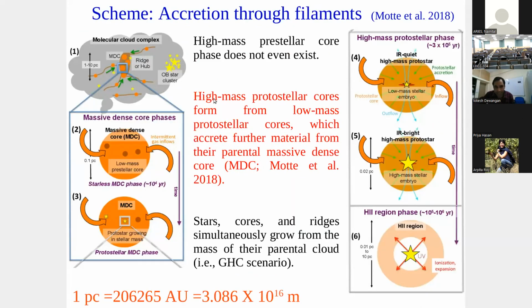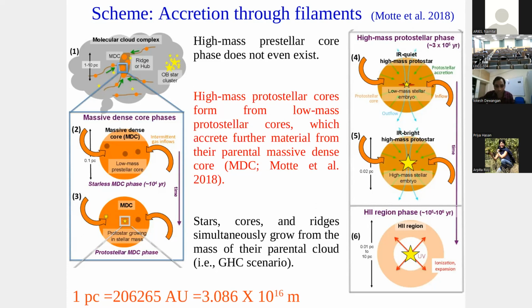Based on this scenario, people have given an evolutionary model sequence. If you are interested, you can go through these references. What they say is that you don't actually have a high mass pre-stellar core. Remember, again, I am mentioning that massive pre-stellar cores don't exist in this model. They suggest that you expect low mass pre-stellar cores, that become low mass protostellar, that gain mass from their large scale surroundings, and then eventually become massive ones. So this is the scenario which people have presented based on the presence of hub filament configuration.